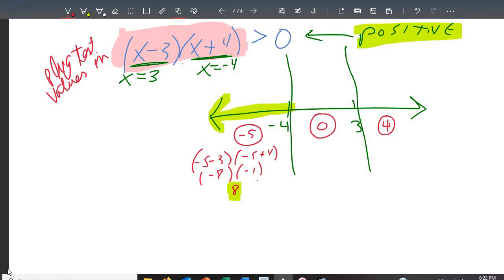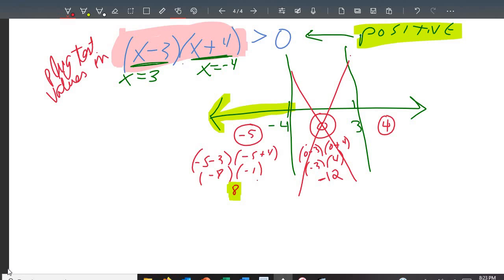Let's do the 0, show you what happens. So we're going to have 0 minus 3, 0 plus 4. If I plug 0 in, we'll get negative 3 times positive 4, which gives me a negative 12. Well, up front, this says I need a positive number. This test value gave me a negative number. So in that situation, we cross out this whole region and don't shade anything. Anything between negative 4 and 3 will generate a negative number. We want it to be positive.